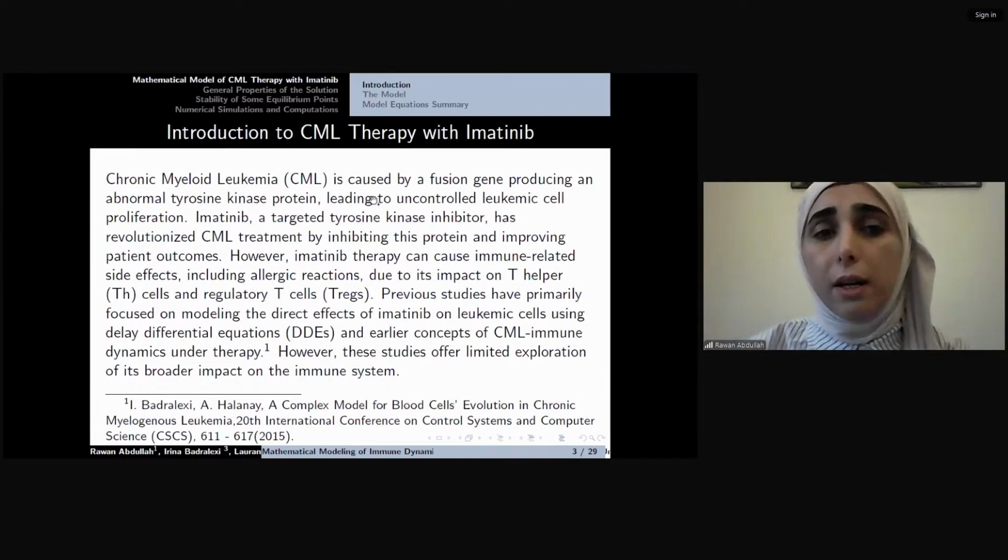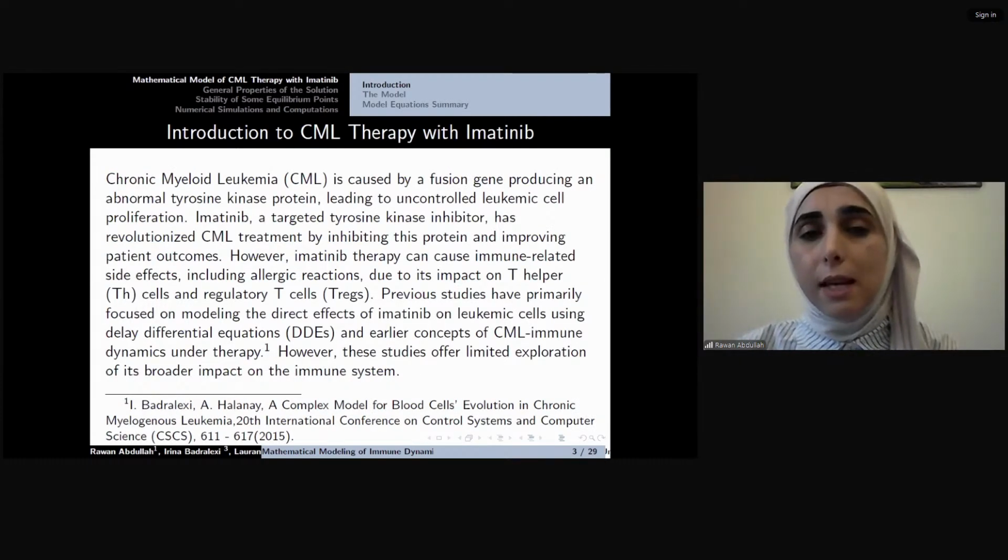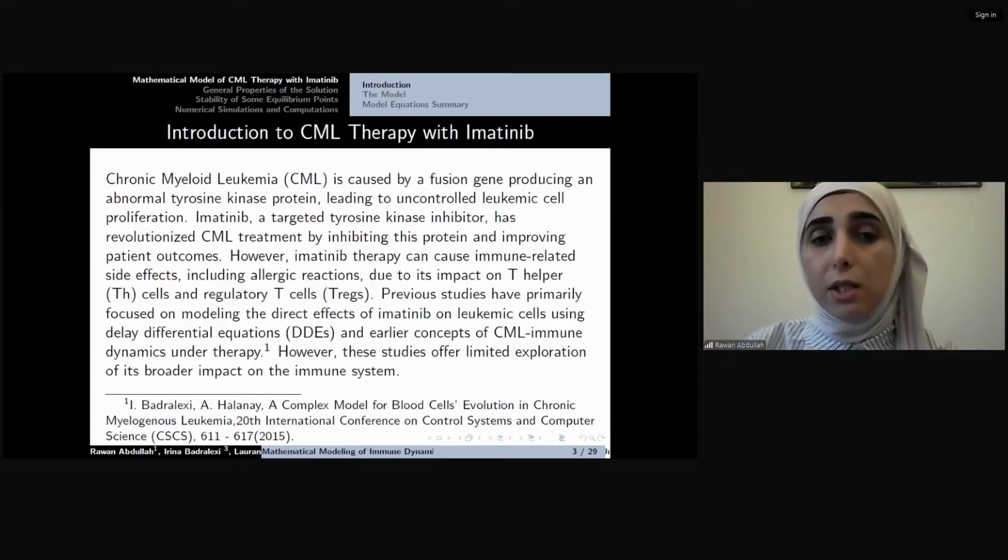First of all, chronic myeloid leukemia, which is CML, is caused by a fusion gene producing an abnormal tyrosine kinase protein, leading to uncontrolled leukemic proliferation.